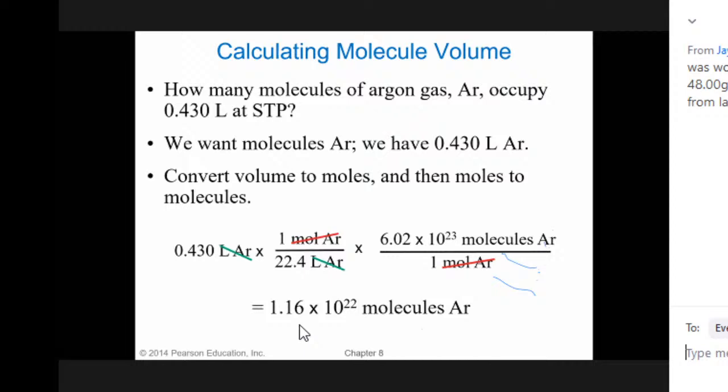So you start with what you have. You start with the 0.430 liters of argon. 1 mole of argon is 22.4 liters of argon. That is your what? Molar volume. All right? So the three interpretations that we just passed by, that's what we're using throughout now. 1 mole of argon is 6.02 times 10 to the 23rd molecules. So the 1 mole of argon, drop out 1 mole of argon, because we're looking for molecules.